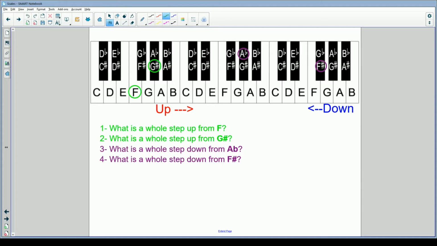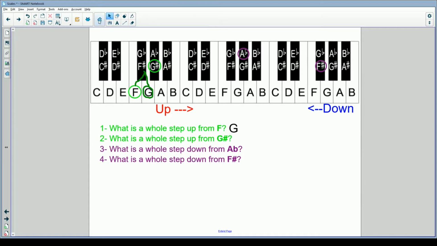The first question is, what is a whole step going up from F? So let's start at F. Going up, we need to go to the right on our piano. So let's do 2 halves. Ready? 1 half. Ooh, that's not a straight line, but that's okay. 1 half makes a whole. So a whole step up from F is going to be G. That's large font. All right.